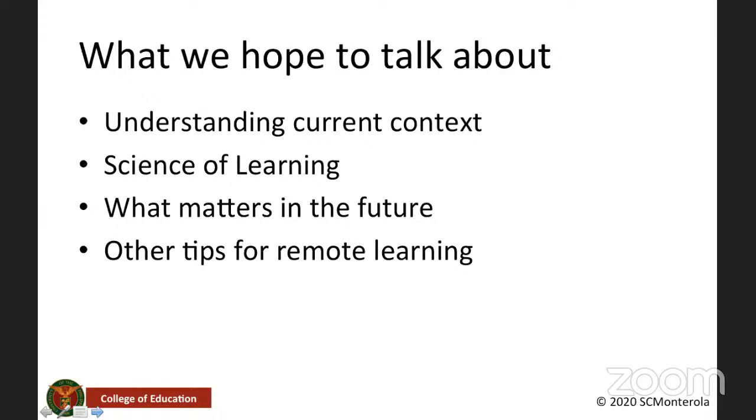So first, let's try to understand the current context. What's happening right now? What are the things that we need to consider as we plan for this coming academic year? Second is to understand how people learn. So we're going to talk about the science of learning. And then third, we'll talk about what matters in the future. So what skills will really be durable? What skills will really matter in the future? And are our thoughts synchronized or synergized with that idea? And then lastly, I'll talk about some additional tips for remote learning.